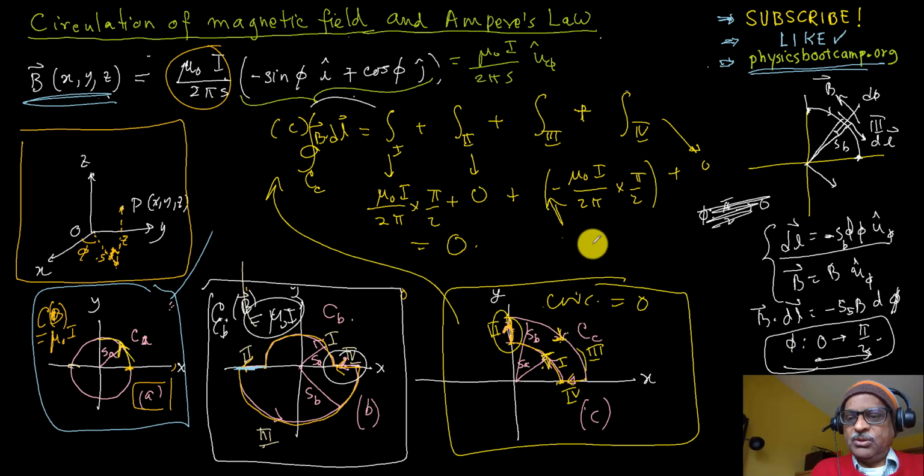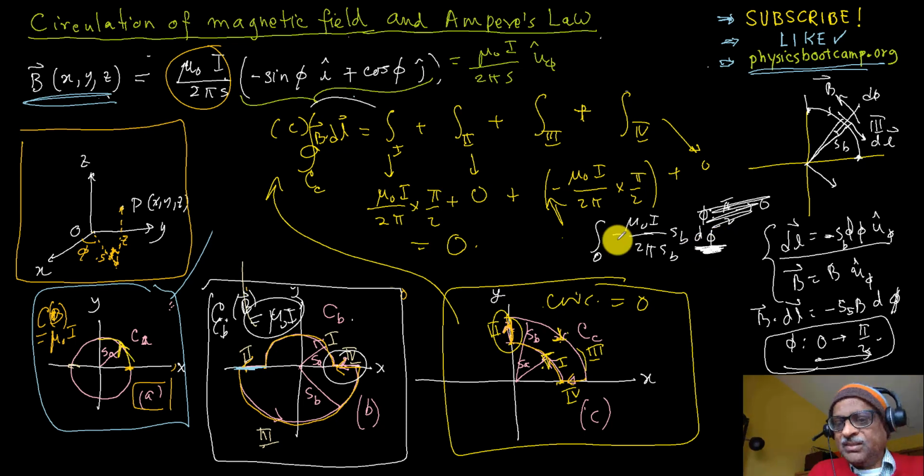So let's work this out. Minus s mu naught I over 2 pi s B times s B, and then you have a d phi, and then I need to have the direction in which phi increases to put the limits pi over 2. If you do it the other way around, it's going to kill this minus sign that you had from the direction. So this s B goes away. I have a mu naught I over 2 pi times pi over 2, and there's a minus sign here.